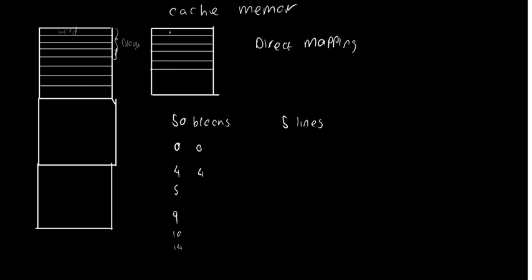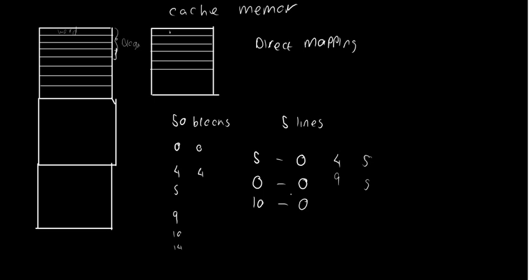Now I'll explain what most of this means as we start solving questions. But basically, we know where each block will stay, right? There are calculations that we're going to do, but we always know that block 5 will always sit in line number 0. Block 0 will always sit in line number 0. Block 10 will always sit in line number 0, right? Block 4 will always sit in line 4, block number 9 will always sit in line 4, etc. So this is direct mapping, right? For each block that we have, it will always sit in a specific line in our cache.